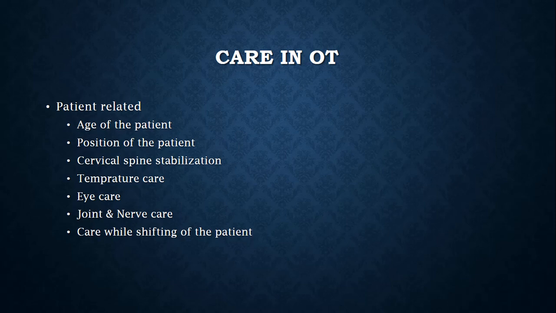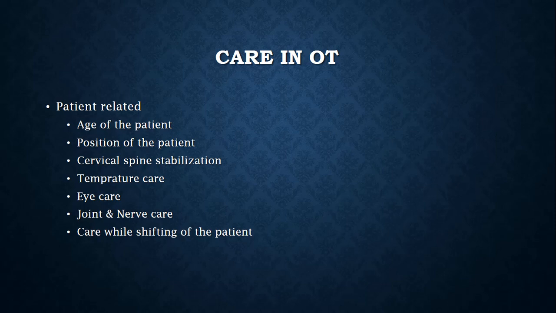The next thing is position of the patient. Every surgical procedure has its own position. Like in general surgery, if abdominal surgery is going to be carried out, it should be done in supine position. But for some other surgeries, like spinal surgeries, the patient might be in prone position. If the patient is in supine position, special care is not required as compared to a patient in lithotomy position or in prone position.